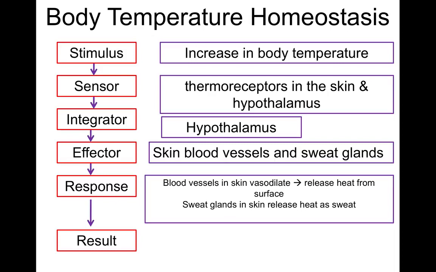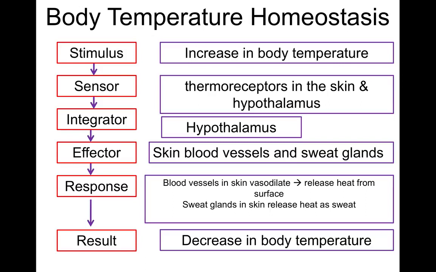So in that case, you have more blood coming to the surface of the skin, and as a result, you can release more heat through the process of radiation. So you turn red, basically. And you start to produce sweat using sweat glands to basically cool yourself down. If this process happens correctly, then your result would be a decrease in body temperature.